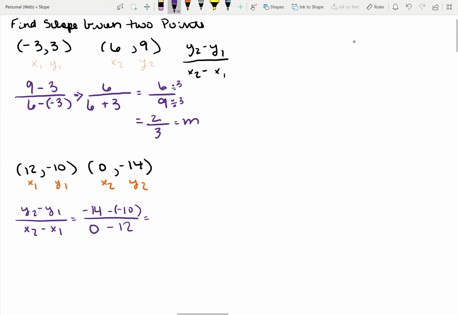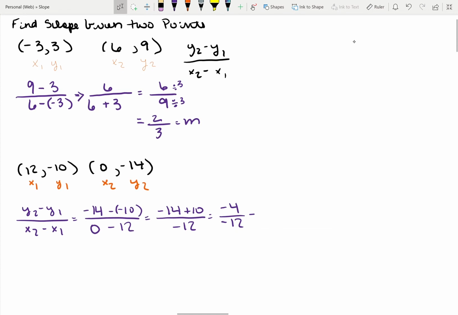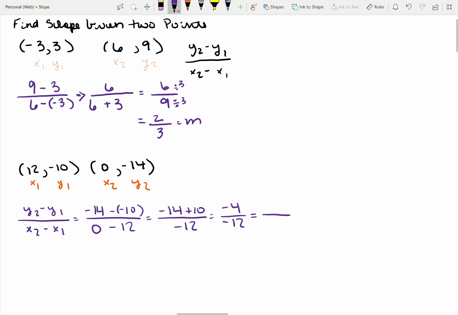Okay, in our numerator, if we go ahead and simplify, we have -14 plus 10. In our denominator, we have 0 minus 12, which is -12. Okay, from there, we have -14 plus 10, which gives us a -4. In our denominator, we have -12. Now, if we take a look at our fraction, we have -4 over -12. Okay, so anytime we have a negative divided by a negative, that gives us a positive. So now we have 4 over 12.